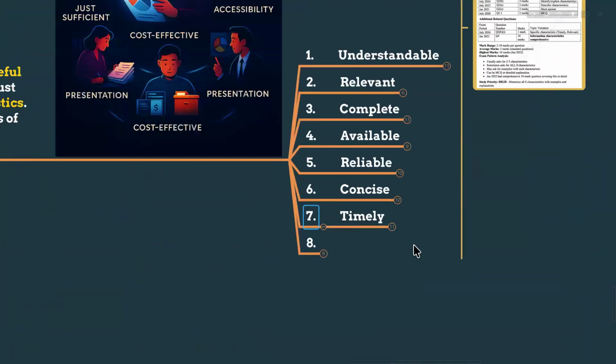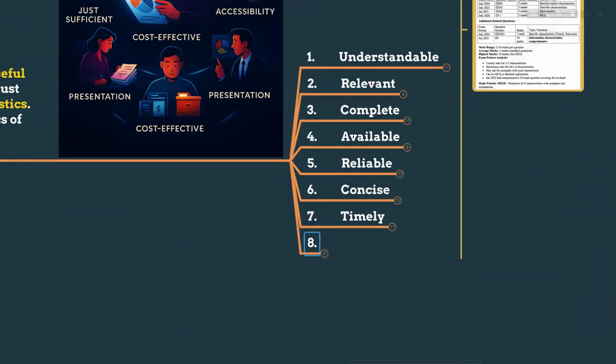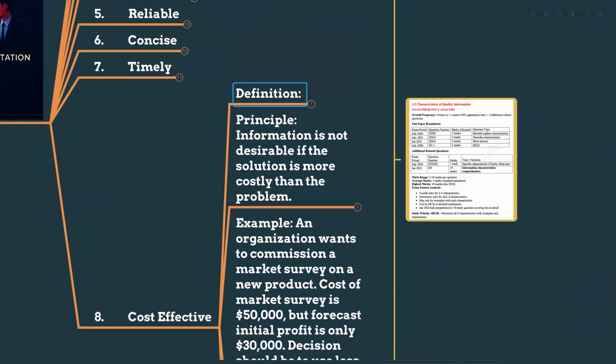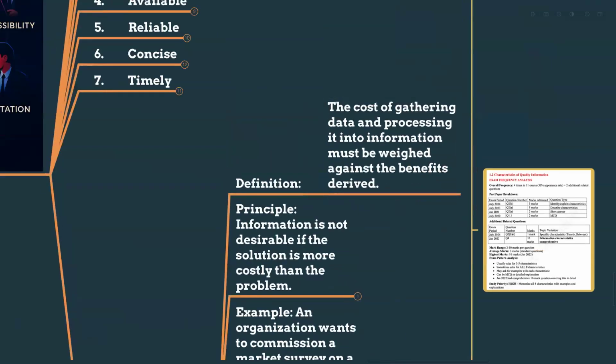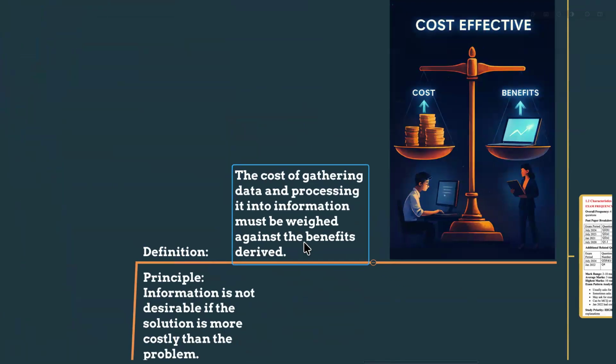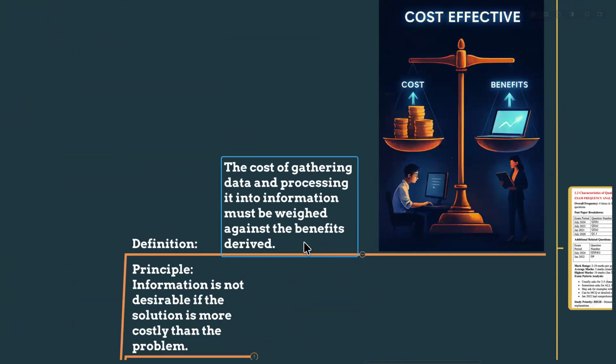So if you are going to give good information to a decision maker, it should be timely, as well as cost effective. Cost effective means the cost of gathering the data and processing it into information must be weighed against the benefits derived. Cost versus benefit analysis, right? We have studied this in business management. What's the meaning of this? Simply, my dears, the information should not cost more than it's worth, right? You don't need to spend rupees 100,000 to find out how to save rupees 50,000. Waste of time and resources.